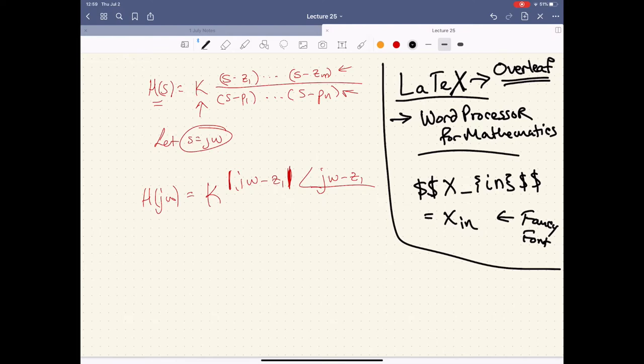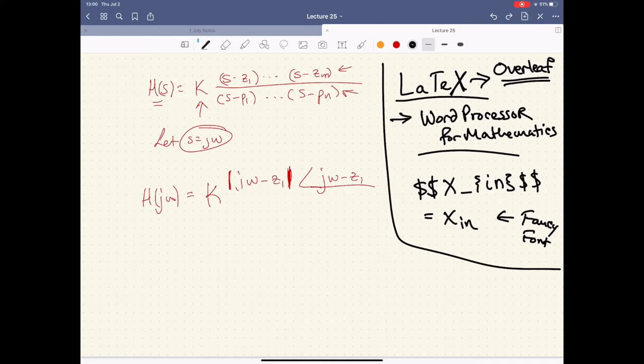I think it's overleaf.com. Let me check real quick. Yeah, overleaf.com. And then you can start making projects. You can share them. They have tons of examples. It's really a great site for using this software. There's other programs out there that use LaTeX. They're all pretty good too, but this one's the best one I found so far. Okay, rant over. Let's keep rolling along.